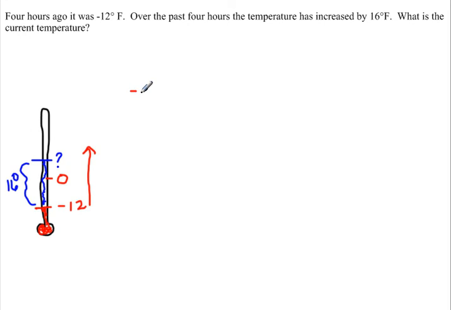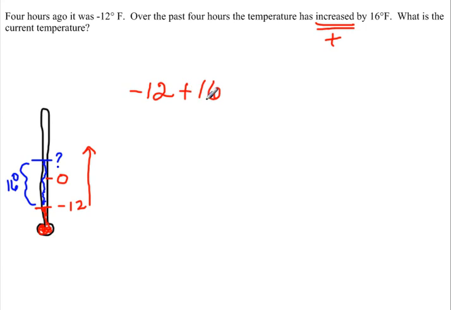So we know that our starting temperature was negative 12. And notice up here where it says the temperature increased. We know that when we see increased, increased means that something is being added. How much did it increase? It increased by 16 degrees. And now we can go ahead and do the math.